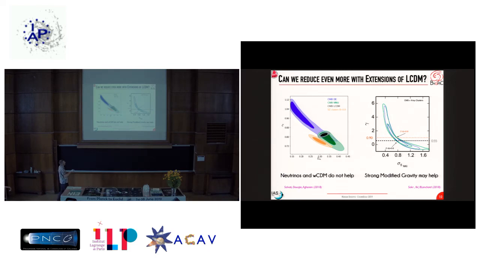One way to do it is to consider modified gravity models. One way is to let this gamma parameter free. Here it has been shown that you can again go to lower sigma 8 for the CMB, but the cost is to have a gamma which is 0.9, which is really a huge deviation compared to general relativity.